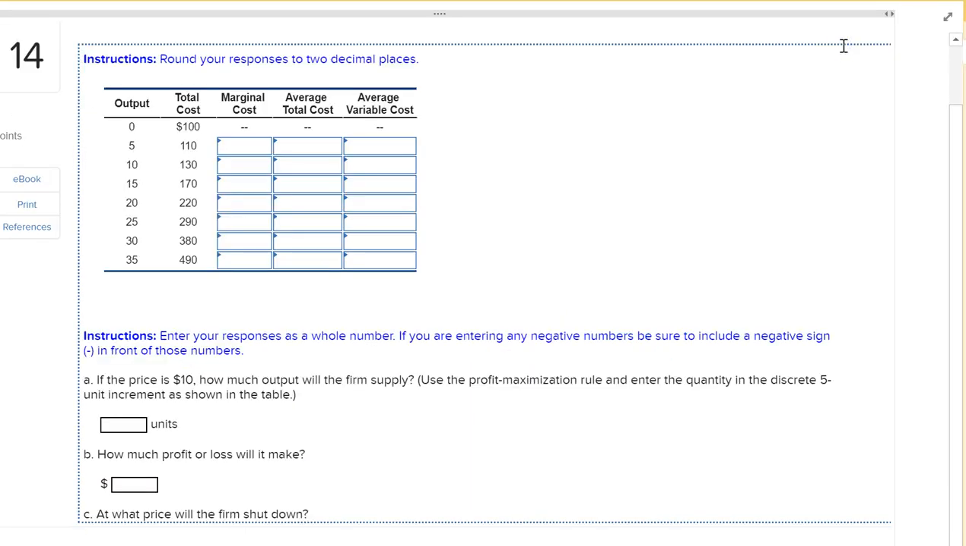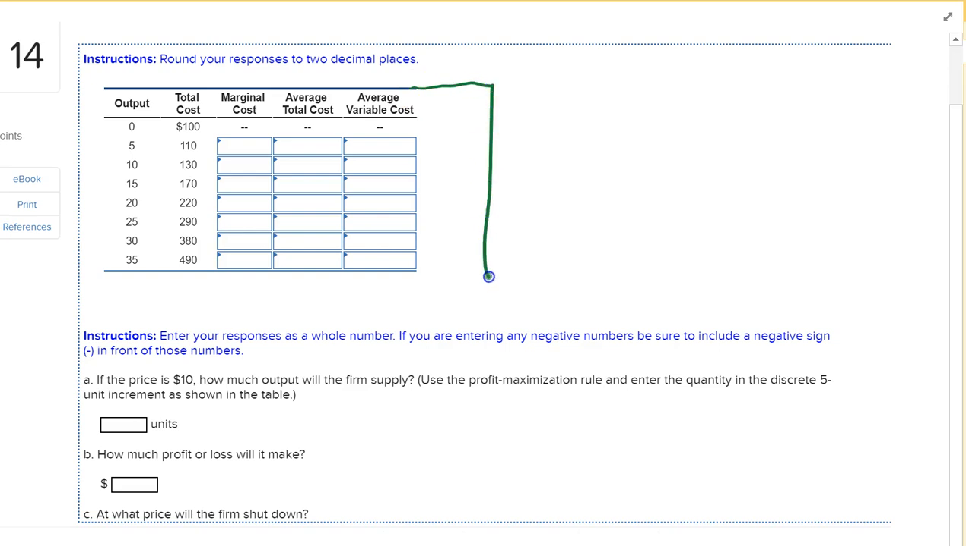Let's see, where are we? Number 14 is another calculation problem where you're going to run through the numbers. And we're going to do marginal cost, average total cost, average variable cost. And this again is going to ask you for average variable cost without necessarily giving you variable costs. So this is where you're going to use your detective skills, and you're going to figure out that variable cost is the difference between total cost and fixed cost. And again, fixed cost isn't given to you, but you can figure it out.